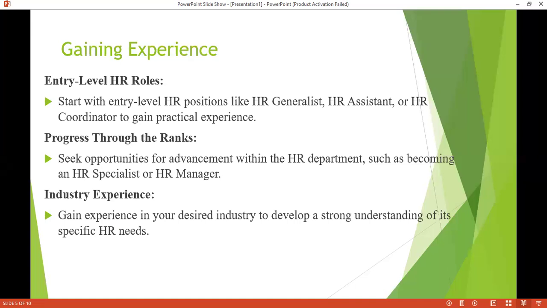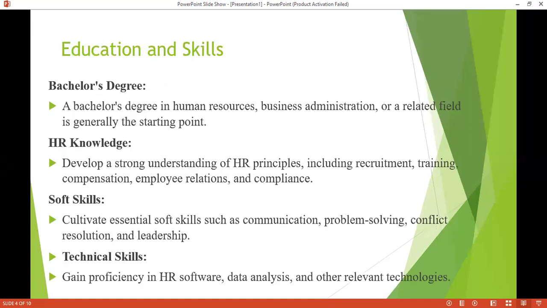So it can be business administration or a related field as the starting point. Then you also develop a strong understanding of HR principles, including recruitment, training, compensation, employee relations, and compliance. Then you cultivate essential soft skills like communication, problem solving, conflict resolution, and leadership skills. Then you get proficiency in HR software, data analysis, and other relevant technologies.